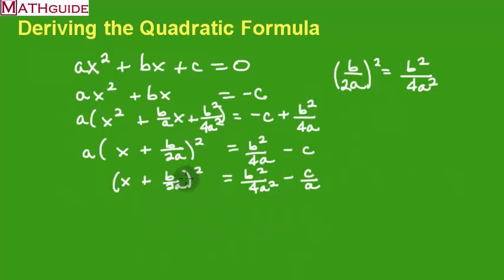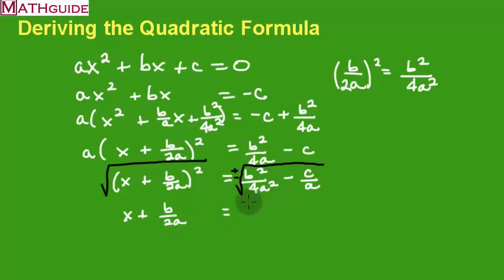So what I'm going to do is take the square root of both sides. So I'm going to take the square root of this side and take the square root of this side. Remember, when you take the square root of both sides, you have to put plus and minus. There's really two roots to that. The square root cancels, so I get x plus b over 2a.